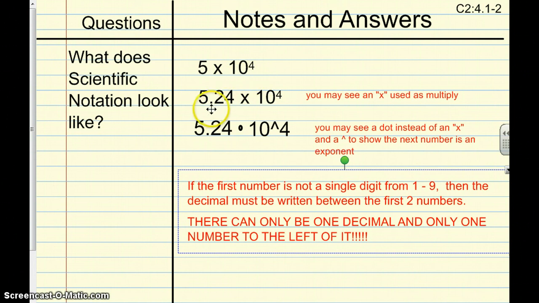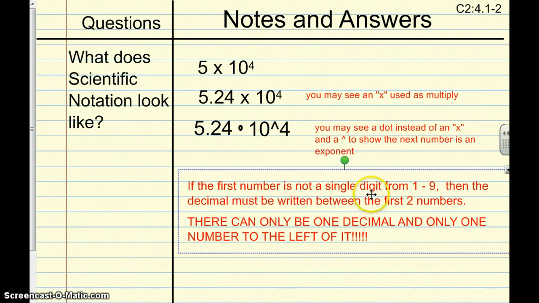The ones that we'll be doing mostly have a decimal involved in them, so you're going to put the decimal point always between the first two numbers. You can only have one number to the left of that decimal. You can have a few to the right of it. You may see an X used for multiply. You probably will. You could see a dot, or you could also see the caret used for the exponent if the number isn't small like this.